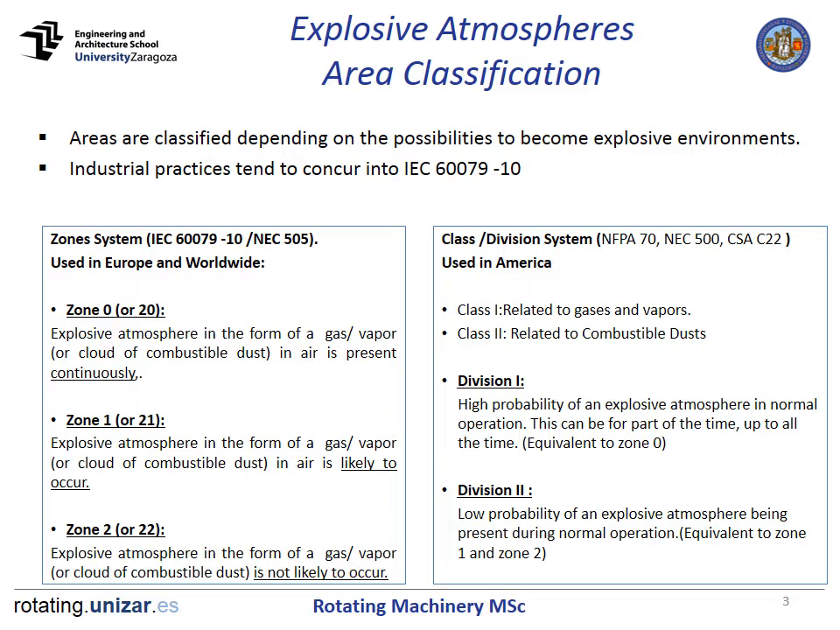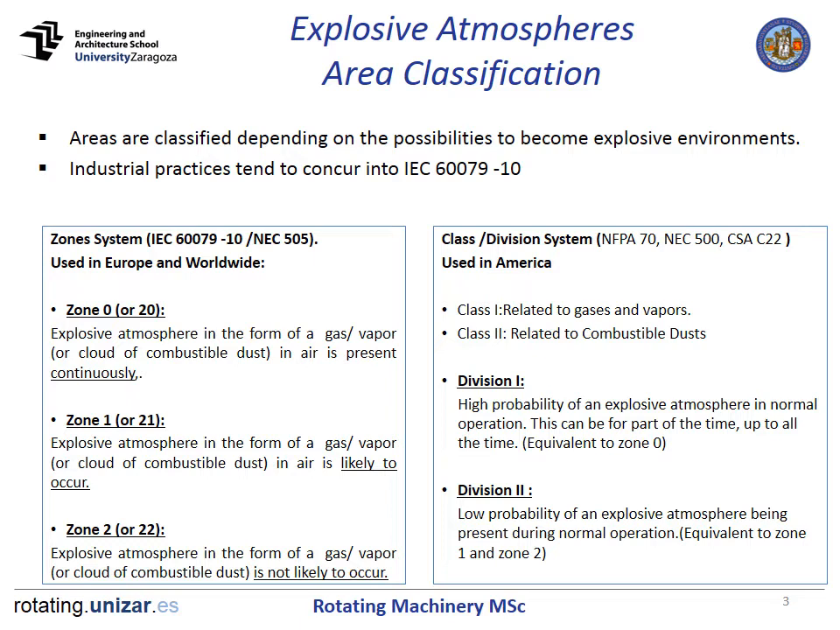Zone 1 is a place in which an explosive atmosphere in the form of gas or vapor is likely to occur in normal operation occasionally. Zone 2 is a place in which an explosive atmosphere in the form of gas or vapor is not likely to occur in normal operation, but if it does occur, it will persist for a short period of time.